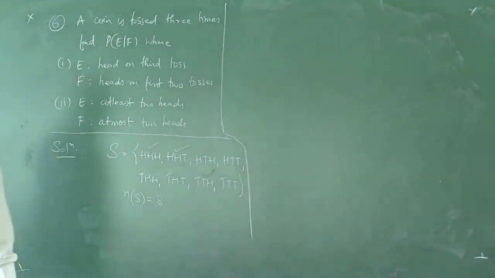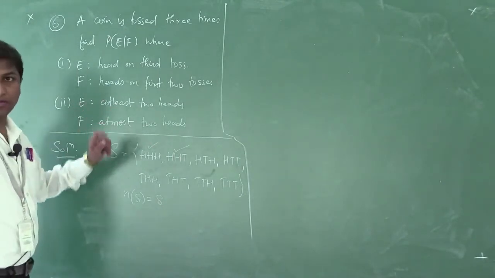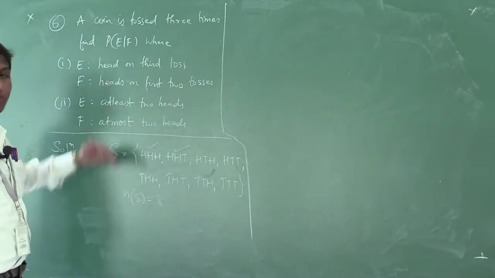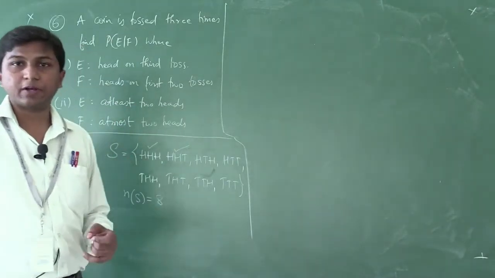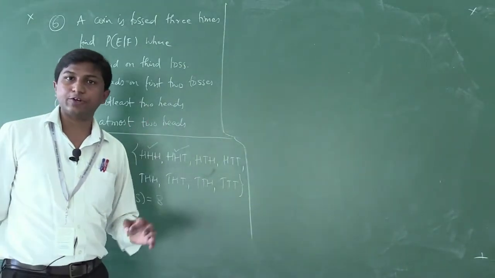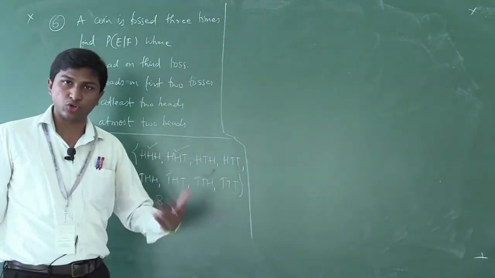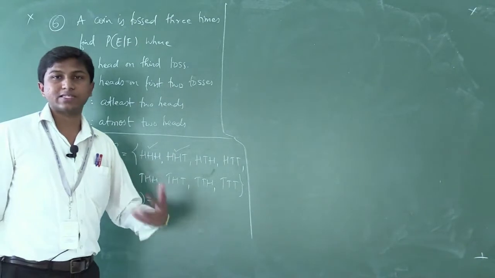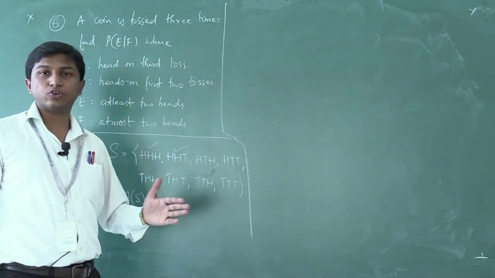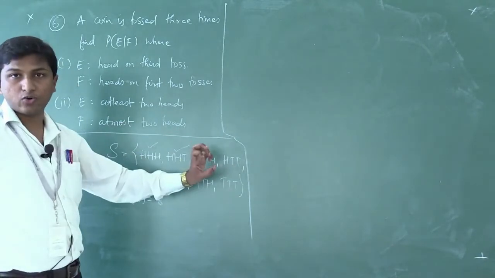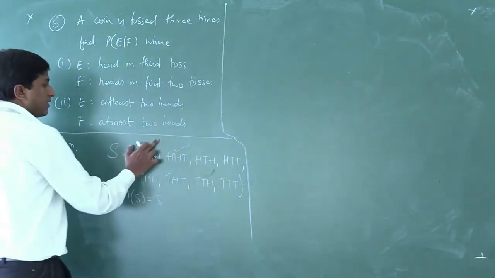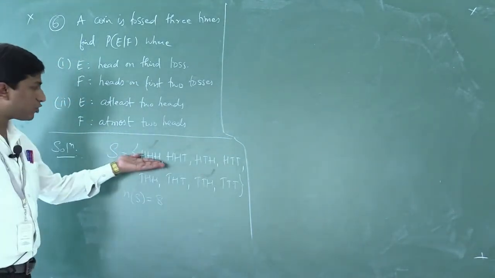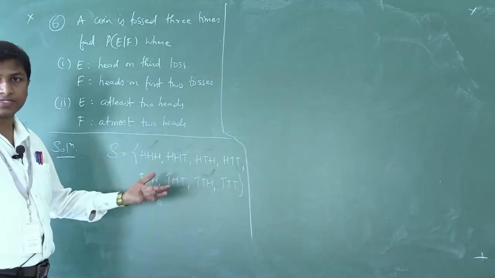For question number 2, look at event E. What is event E? At least 2 heads. So what does that statement mean? You can have either exactly 2 heads or more than 2 heads also. That is the meaning of at least 2 heads. In the least, you must have 2 heads. No less than 2 heads you must have in the outcomes. So which are the outcomes wherein you have 2 heads or more than 2 heads? At the most, we know that we can have 3 heads, right?